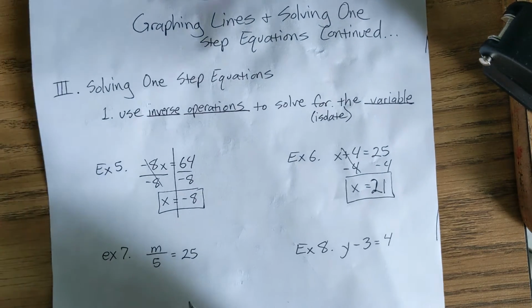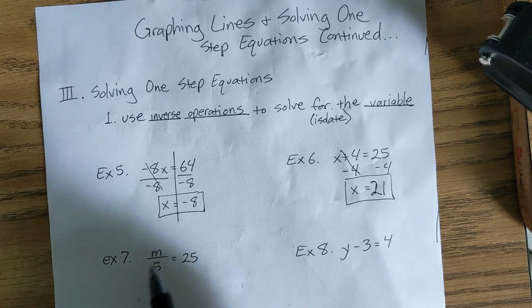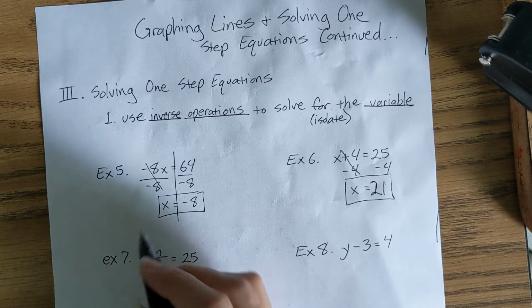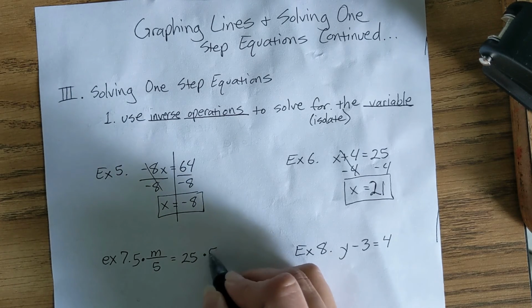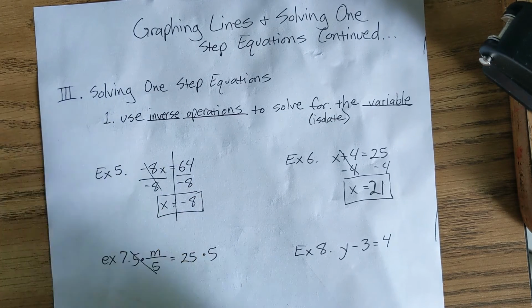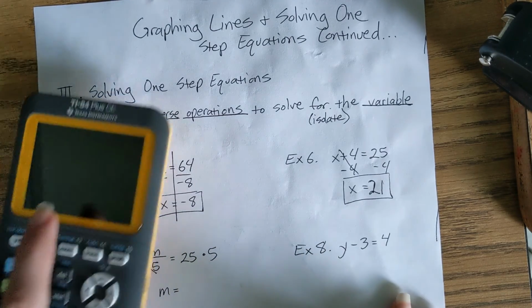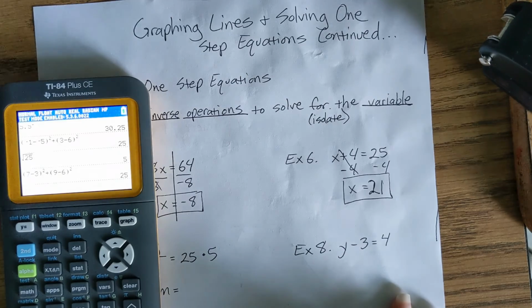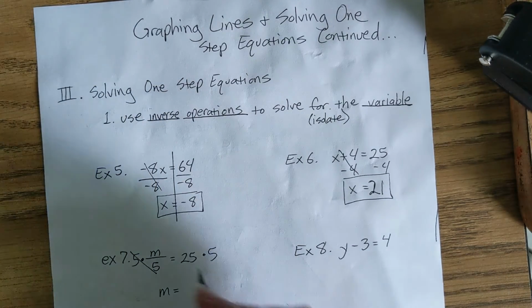And then example 7, we've got m divided by 5 equal to 25. So the opposite of dividing by 5 is to multiply by 5. So we're going to multiply both sides by 5. That'll cancel. We'll get m equal to 25 times 5. So you can just put that in your calculator. That's 125.